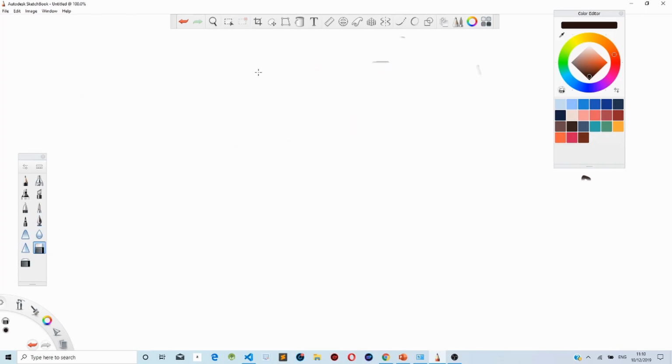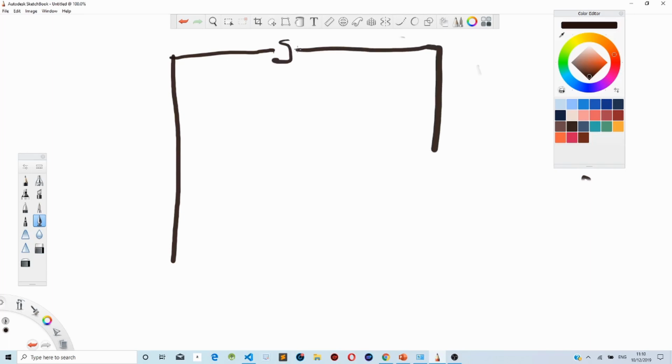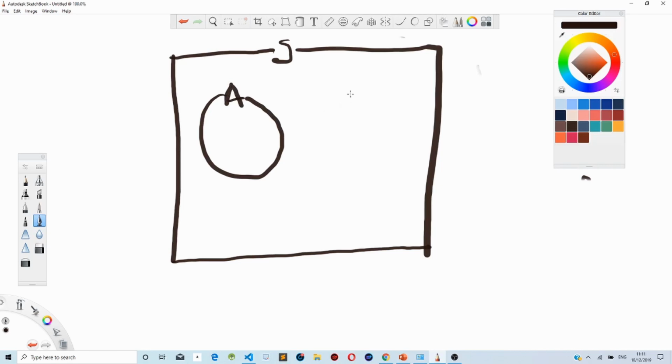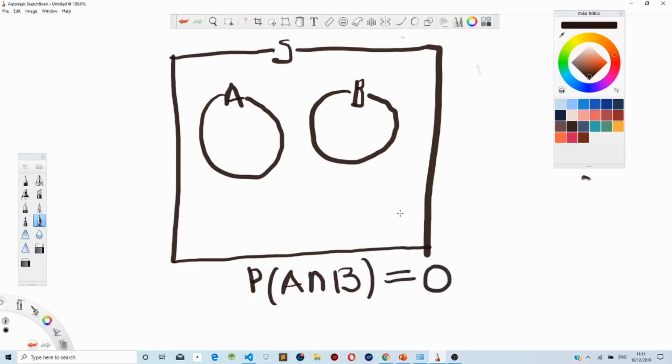Let us take a look at events A and B in set form. Let's say this is the whole set. This is event A, and this is event B. You find that in mutually exclusive events, these events do not intersect, because they cannot occur at the same time. It's either we get event A or event B, but not both. So the probability of the intersection of A and B is equal to 0, since these events cannot occur at the same time.